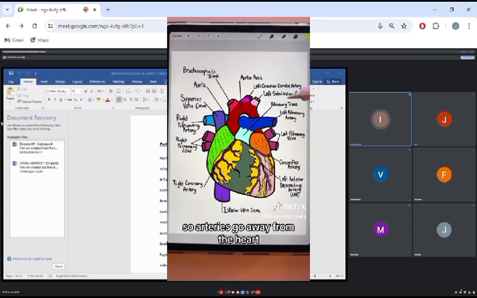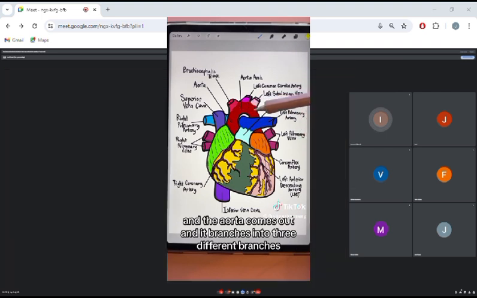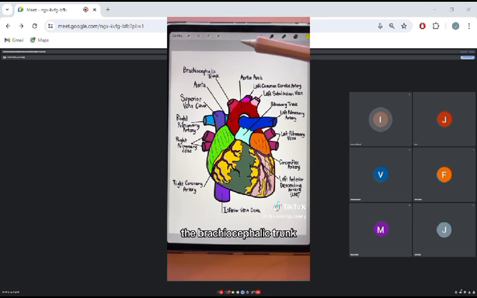So arteries go away from the heart, and we'll talk about a special case in just a second. But as a rule, the largest artery you have is the aorta, and the aorta branches into three different branches: the brachiocephalic trunk, the left common carotid artery, and the left subclavian artery, and all of those will supply your head and your arms.